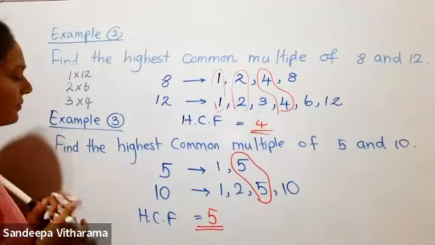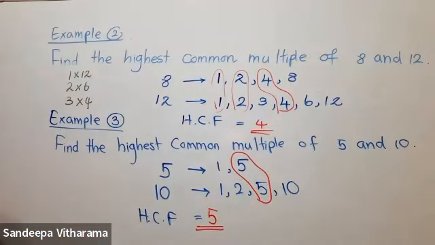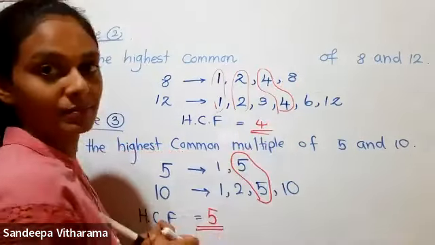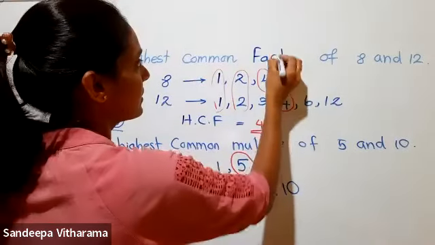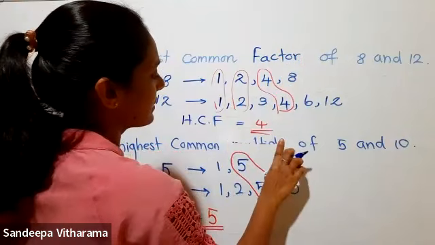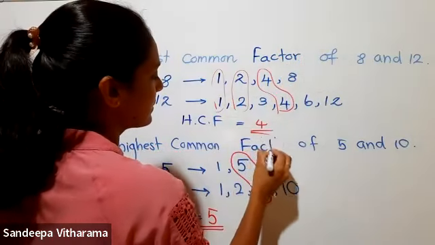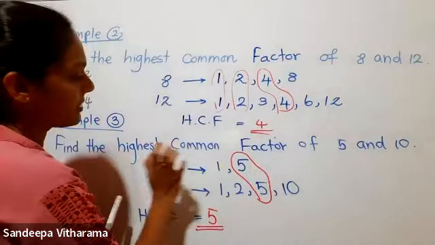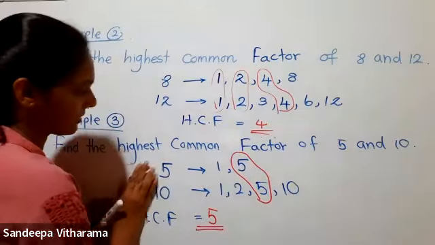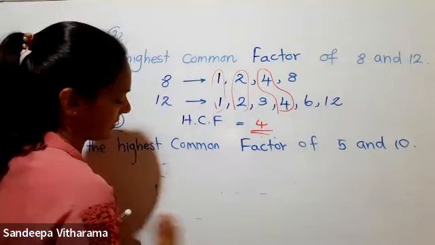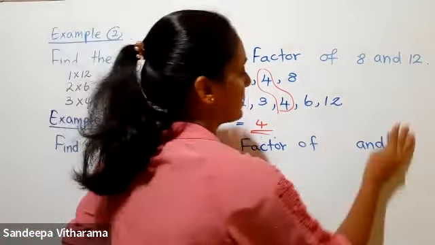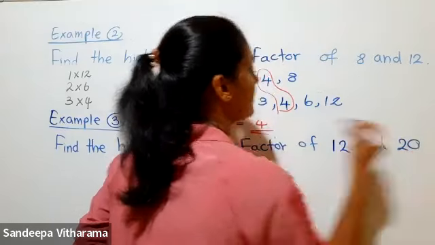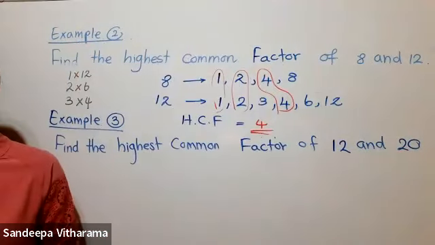Third example. Find the highest common factor. Not the multiple. It should be factor. Please make that correction. It should be factor. I have written the multiple. It should be highest common factor. Find the highest common factor of 12 and 20. Okay, try this one.